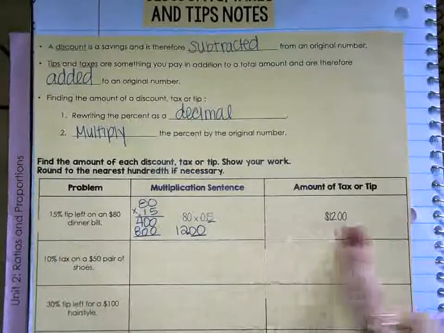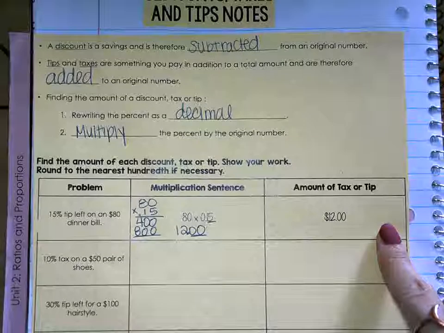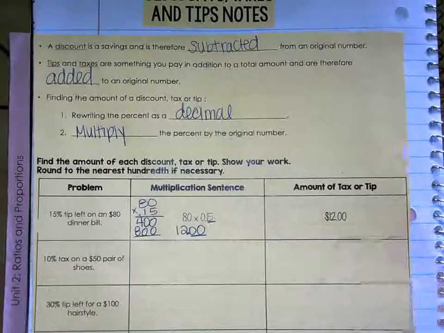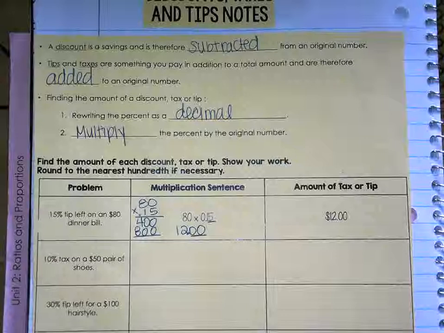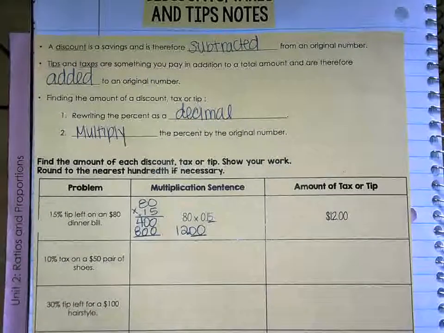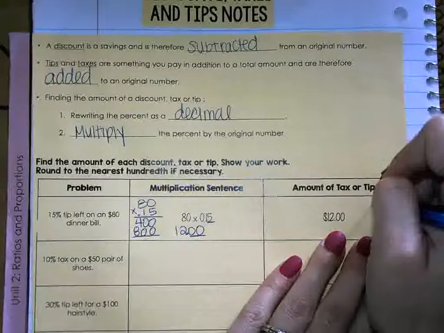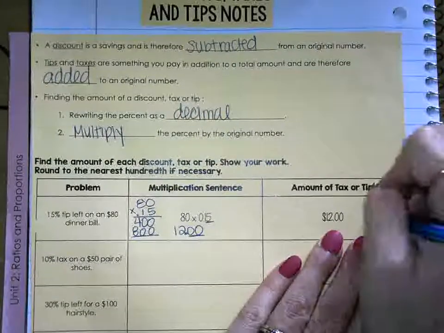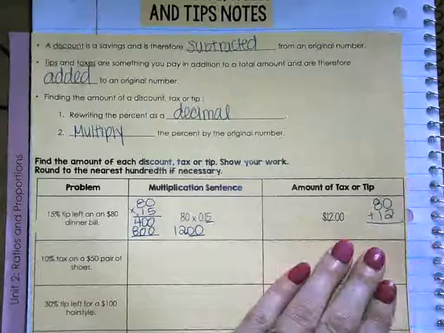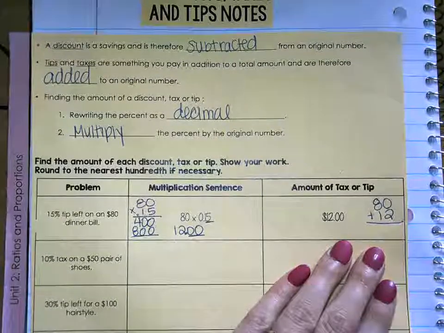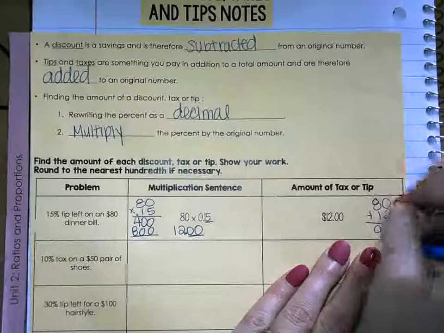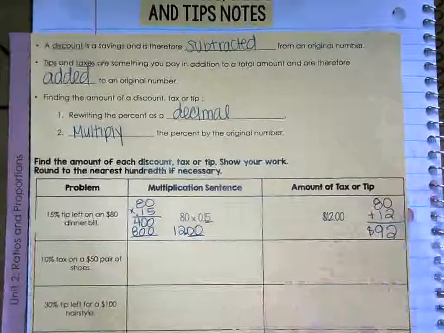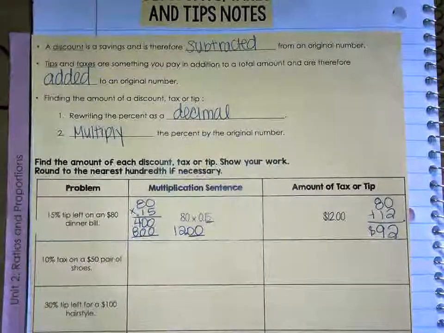Does that make sense to everyone? Okay, what if I asked you, what's my final bill? How much am I going to pay? What would I do? Add. So my final bill, I need to take that $80 and I need to do what? Add 12. And 80 plus 12 is? So how much did we spend on dinner? $92.